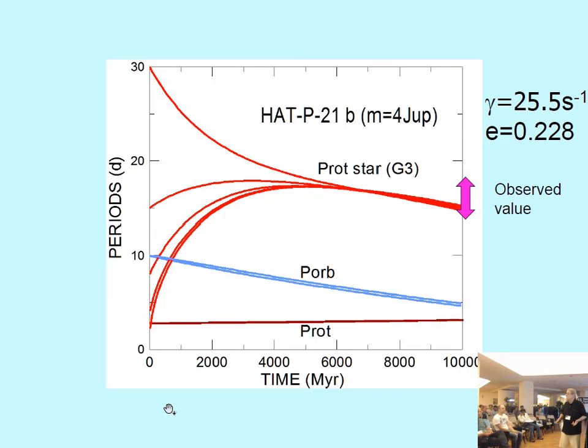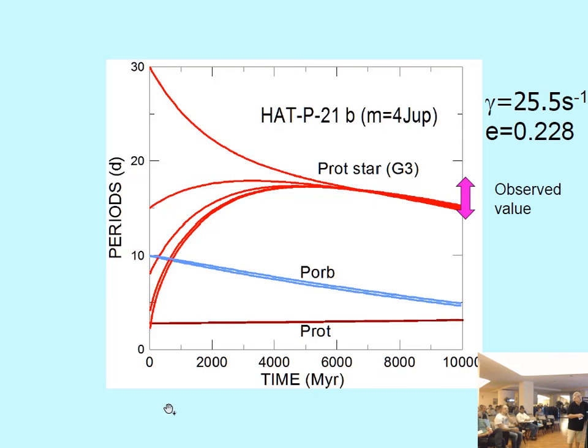the red lines are simulations of the rotation period of the star. Since we do not know how this star was rotating at the beginning of the simulation, okay, we explore a lot of initial conditions. You don't pay attention to fix one.